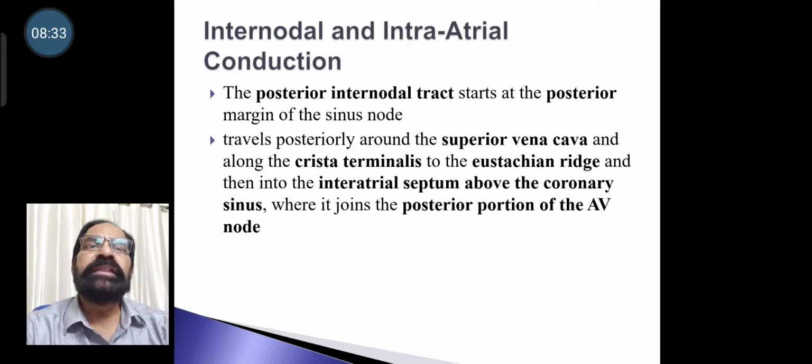Then we go to the posterior internodal tract. It starts from the posterior margin of the SA node, travels posteriorly around the superior vena cava and along the crista terminalis to the eustachian ridge, and then to the interatrial septum above the coronary sinus, where it joins the posterior portion of the AV node.